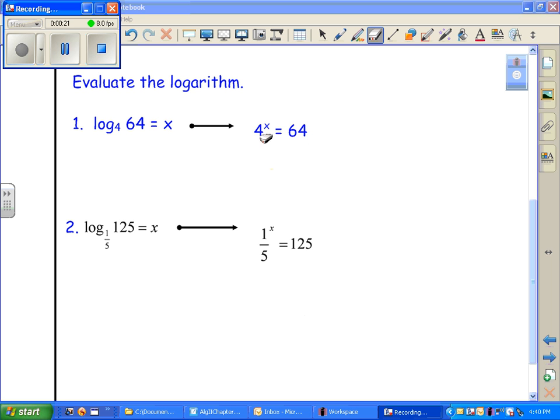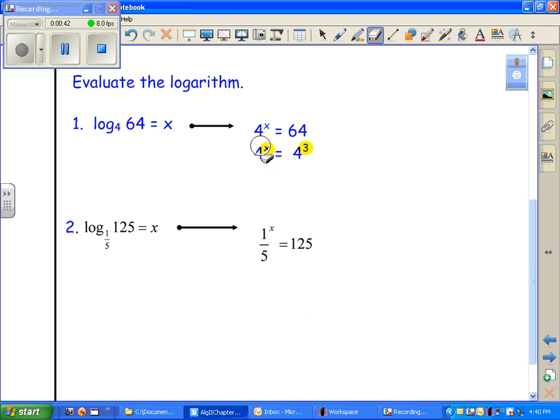In order to get at that exponent, what we need to do is to create bases that are alike. So 4 to the x power. So I need to know, can I break down 64 by 4s? 64 is actually 4 to the third power. So 4 to the third power is equal to 4 to the x power.